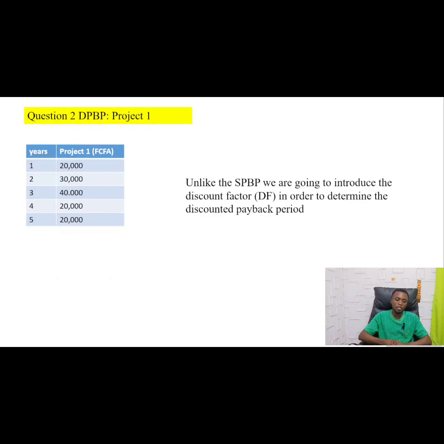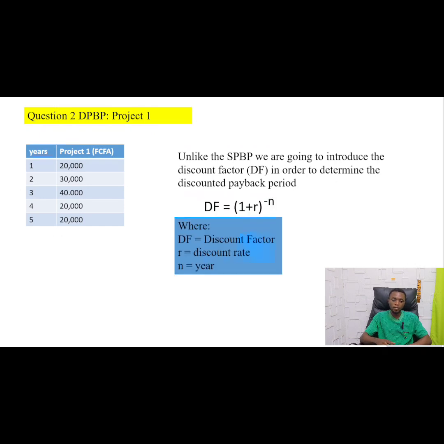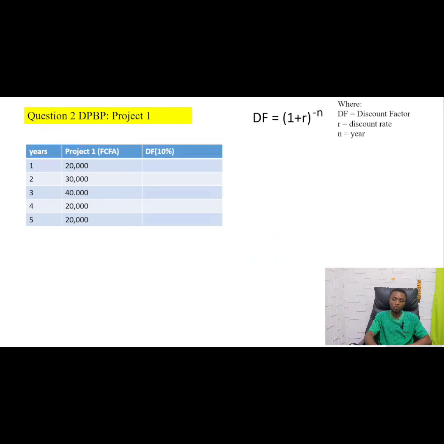So now, to calculate the discounted payback period, we have to introduce what we call the discount factor. The discount factor is (1 + r) to the power negative n, where DF stands for discount factor, r stands for the discount rate, and n stands for the year. Now let's introduce a new column, the discount factor column.